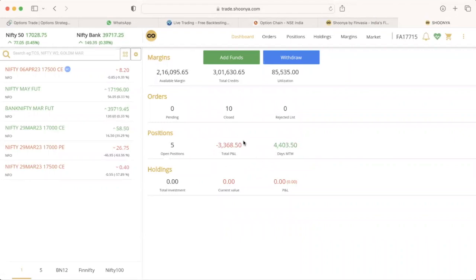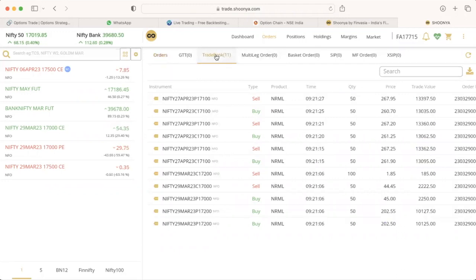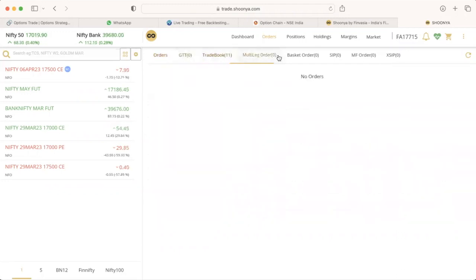There are a few strategies we are already running. Right now, the margin is 2,16,000. It's 958 right now, so we will go in the order. There are some orders which are already being placed. At 10 a.m., this order will get automatically updated.